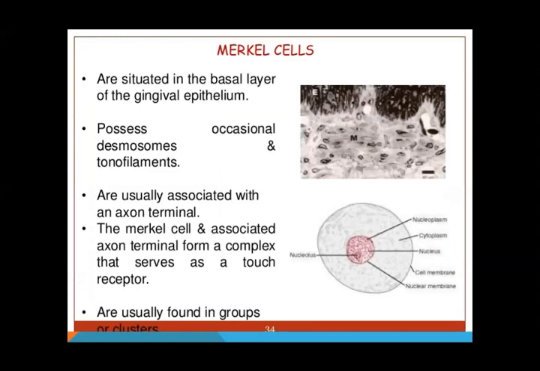Merkel cells are situated in the basal layer of the gingival epithelium, possess occasional desmosomes and tonofilaments, and are usually associated with an axon terminal. Merkel cells and the associated axon terminal form a complex that serves as a touch receptor, and are usually found in groups or clusters.